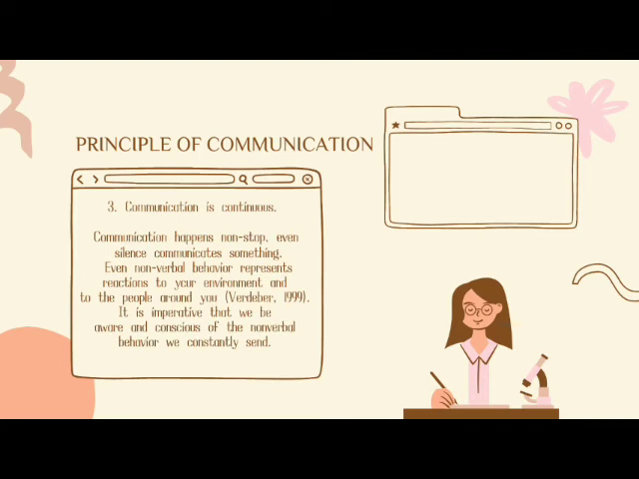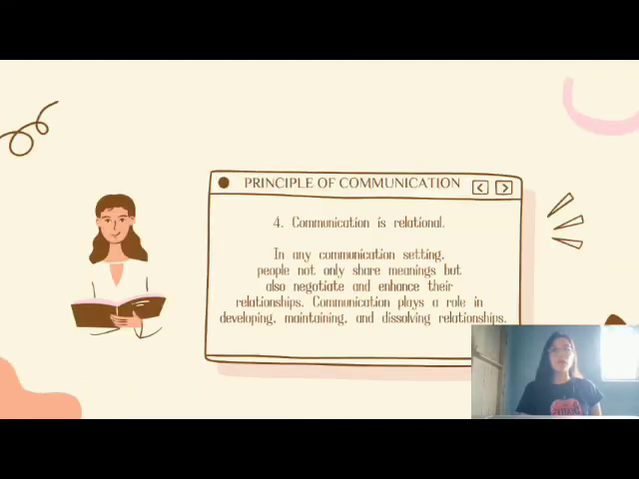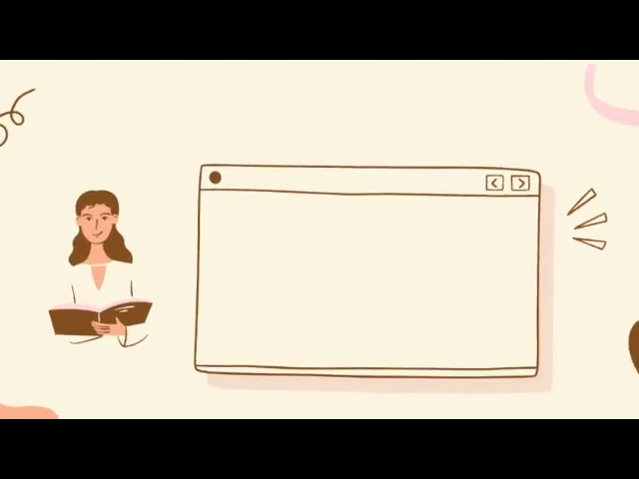Number 3, communication is continuous. Communication can happen through verbal or non-verbal means. So it just means that even from simple eye contact, behavior, and signals, we can communicate with other people, which makes communication continuous.